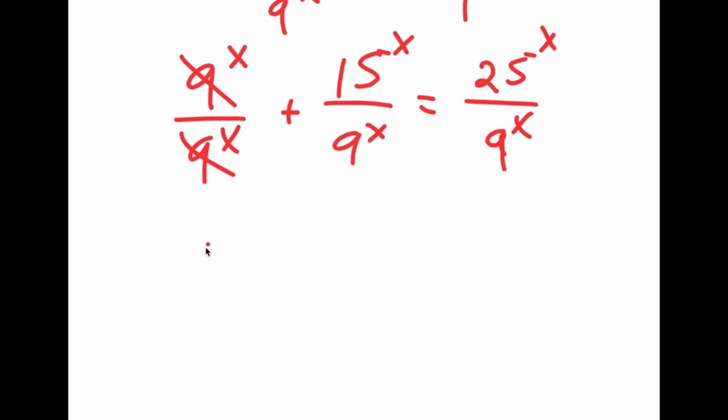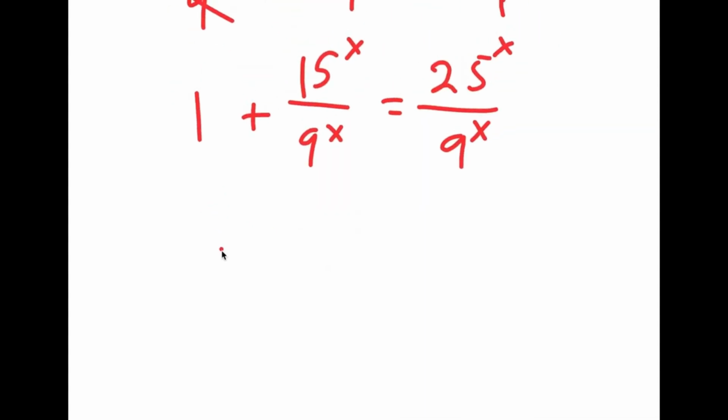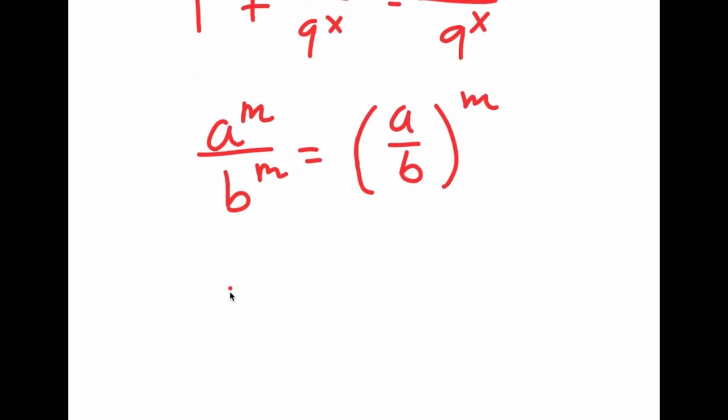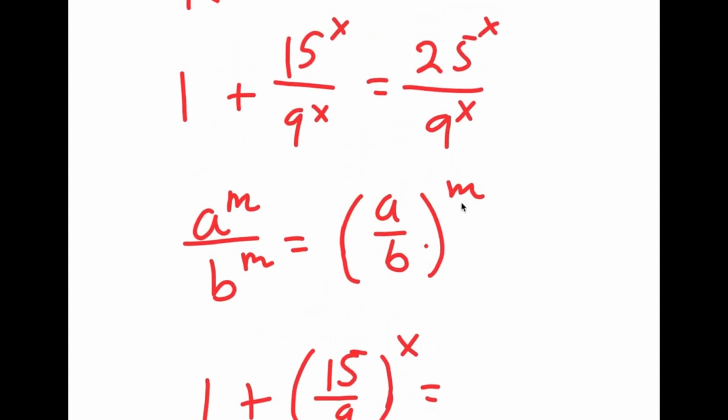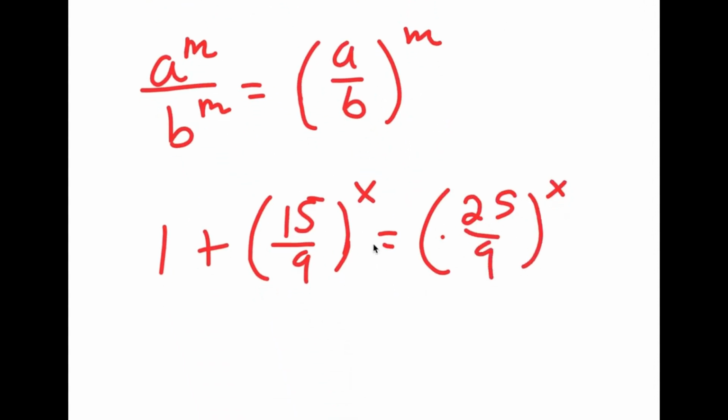Now 9 to the power of x and 9 to the power of x cancel out. So I get 1 plus 15 to the power of x over 9 to the power of x is equal to 25 to the power of x over 9 to the power of x. Now, if I have something in the form a to the power of m over b to the power of m, this is the same thing as a over b to the power of m. So 15 to the power of x over 9 to the power of x, that's going to equal 15 over 9 to the power of x. And 25 to the power of x over 9 to the power of x, that's going to equal 25 over 9 to the power of x.